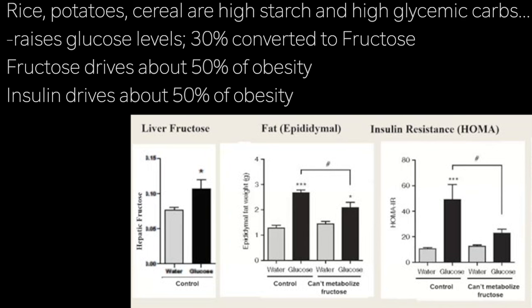Now, there was some obesity that was being driven by the insulin. And we were able to show that there are really two mechanisms. There's an insulin-dependent mechanism, and there's a fructose-dependent mechanism. Fructose makes up about half of the effects, and glucose and insulin make up about half of the effects.